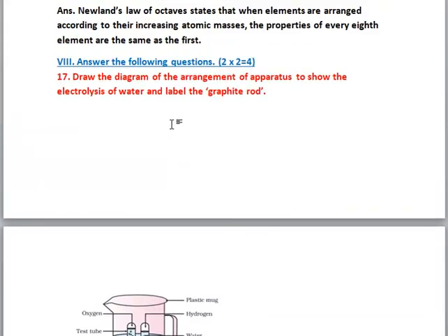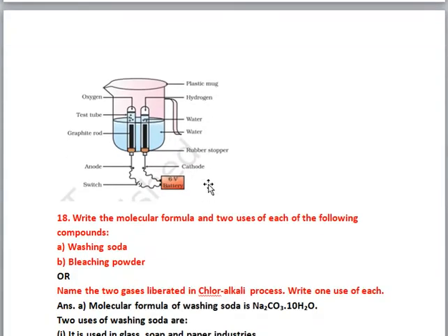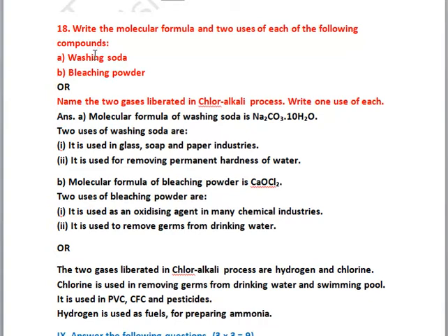See, in the question they have asked, you have to draw electrolysis of water diagram and label graphite rod. Only graphite rod you have to label. You will get full 2 marks in that. Next question, question number 18. It is also of 2 marks.